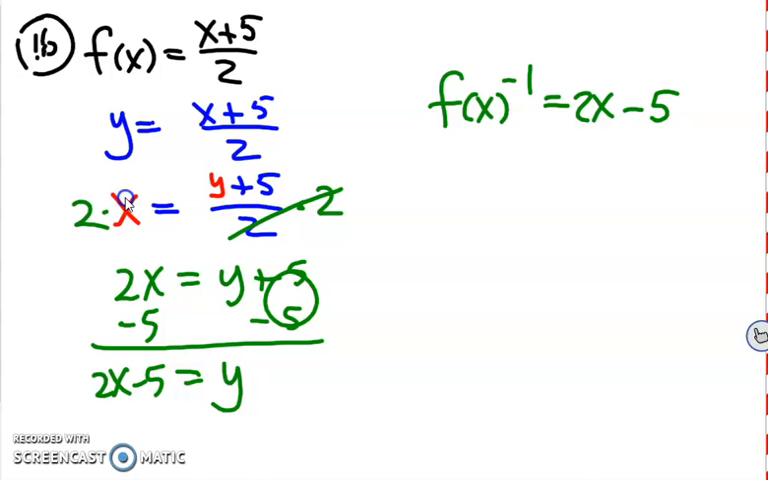So again, just trying to emphasize that idea of look at the original equation, look at the answer for the inverse. You notice that the addition problem of 5 is now subtraction of 5. The division problem of 2 is now a multiplication problem.